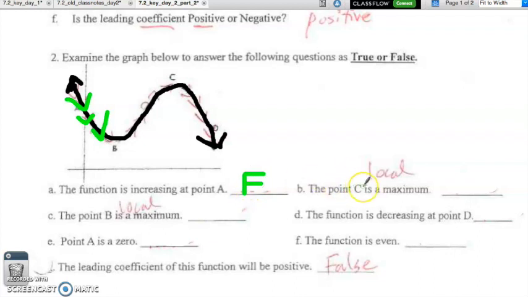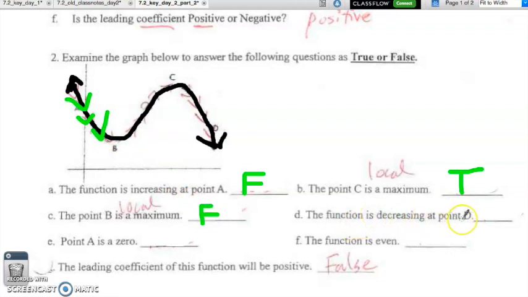Next question. At point C, it's a local max. Now it's not the maximum because we see that it rises forever here, to infinity, but locally within this area, it is a maximum, so that answer is true. Point B is a local max. No, we see that B is part of the bottom of a dip, and we learned before break that that would be called a minimum, so that's false.